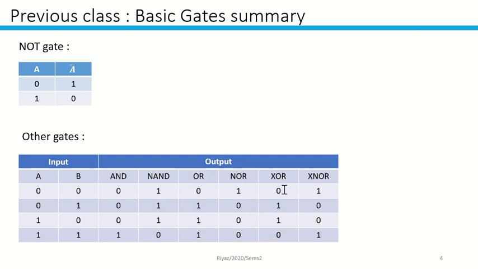For exclusive OR, whenever the inputs are the same, you're going to have 0. For example, you have 0 0, you're going to have 0. When you have 1 1, you're going to have 0. And 0 1 or 1 0, you're going to have 1. And exclusive NOR is the reverse of exclusive OR. So before, same input gave 0. Now, same input, that is 0 0 or 1 1, you're going to have 1. And different input, 0 1 or 1 0, you have 0 as the answer.